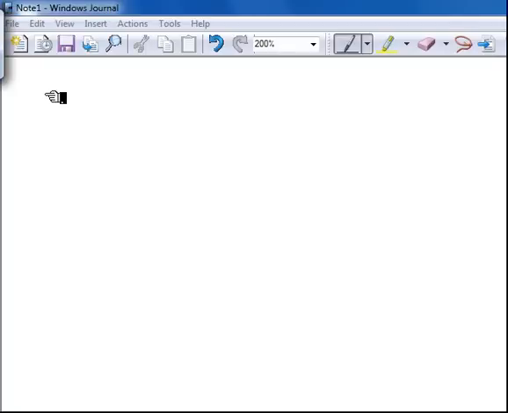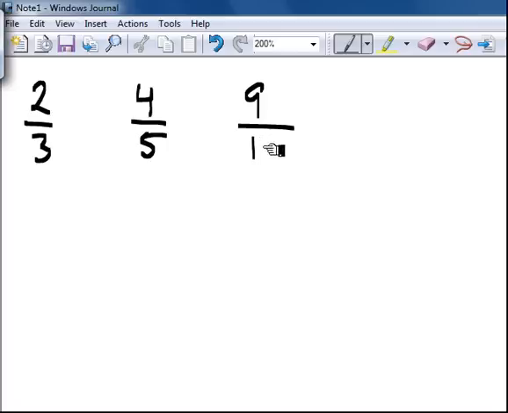Let's talk a little bit about different types of fractions. We have proper fractions, for example 2/3 or 4/5 or 9/13. Why are these fractions called proper fractions? Well, because they're less than 1. Because this number up here is less than this number down here. Same here, 4 is less than 5, 9 is less than 13.